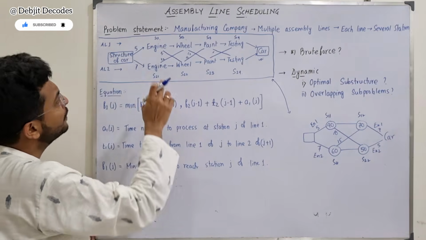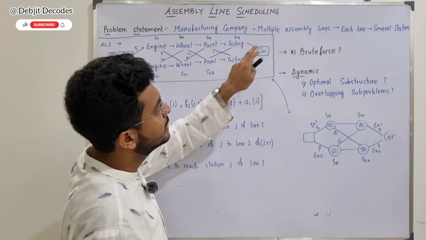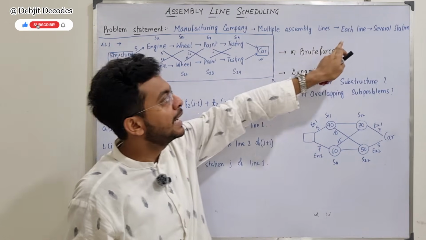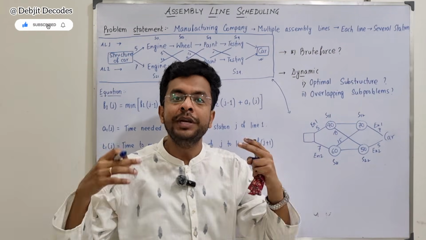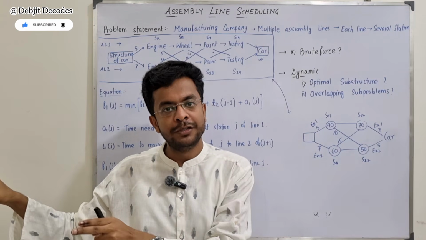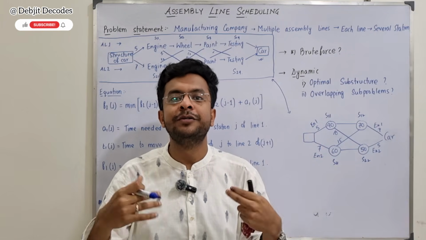Now if you go back to the problem statement, what have I written? A manufacturing company, and inside that manufacturing company there are multiple assembly lines. Here I have taken two, and each line has several stations, and we need to make sure that the car is ready in the minimum amount of time. So again, this is a minimization problem, this is an optimization problem, so we'll be trying to see how we can do that.